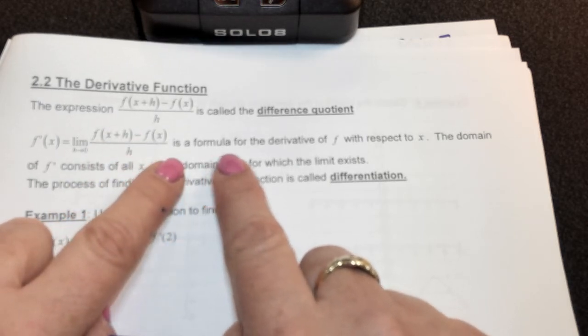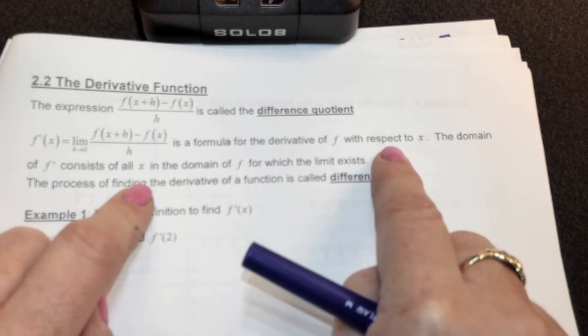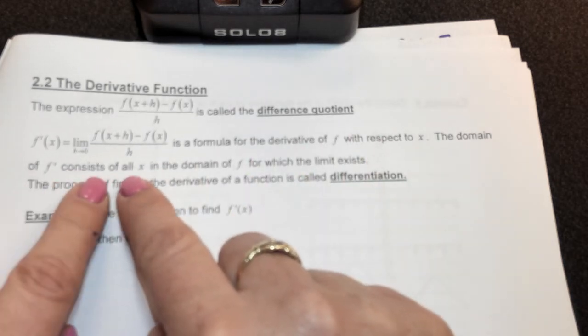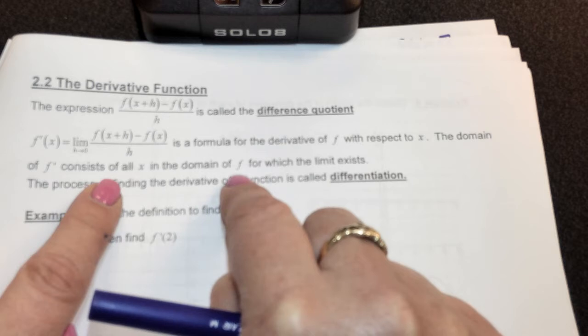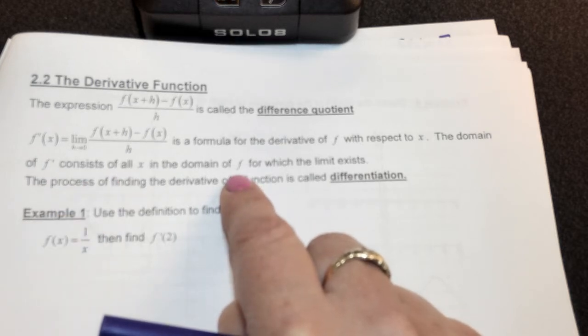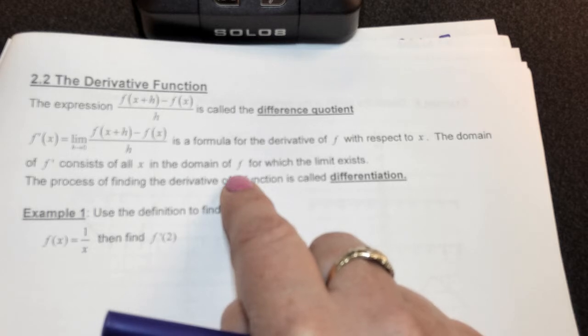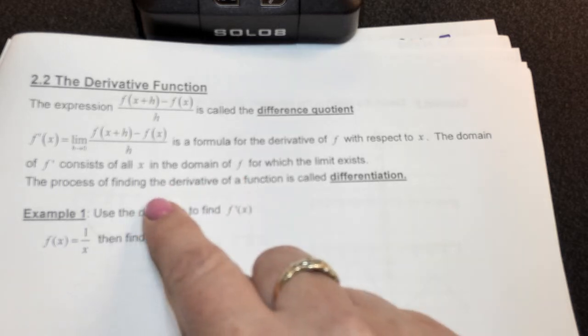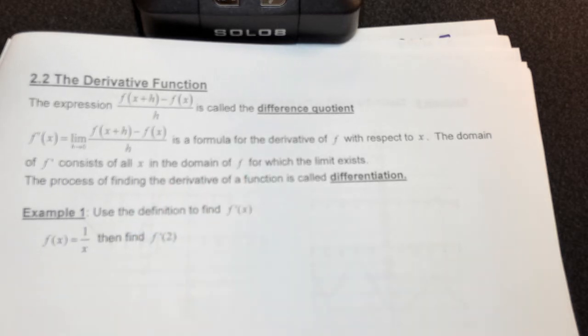We're talking about the derivative of f with respect to x. The domain of f prime consists of all the x values in the domain of f. If a number is not in the domain of f, it's not going to be in the domain of f prime. F prime, the derivative, is a function in itself. It's a completely different function. The process of finding the derivative is called differentiation. So if they ever ask you to do the differentiation, you're just finding the derivative.